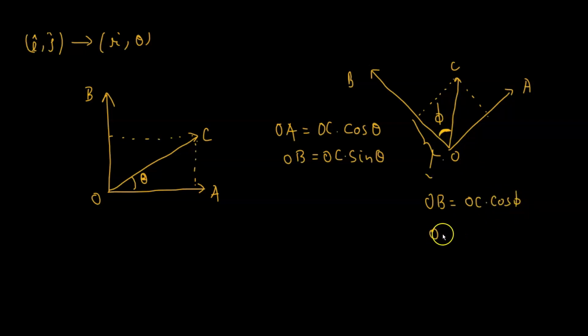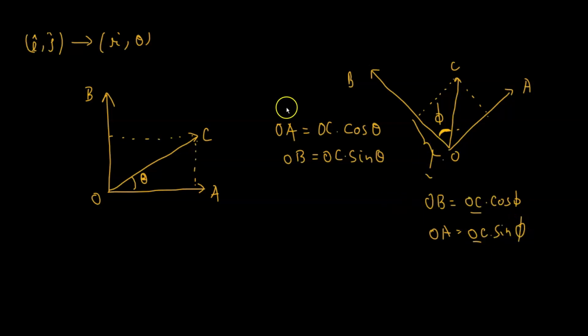While for the other one, which is OA, there is no angle mentioned here, nothing is mentioned here. So we'll simply write OA will be equal to the vector OC. Always consider the vector that needs to be resolved, OC, times, since no angle is mentioned, the sine of the angle phi.